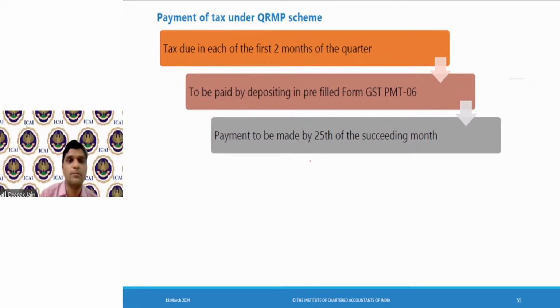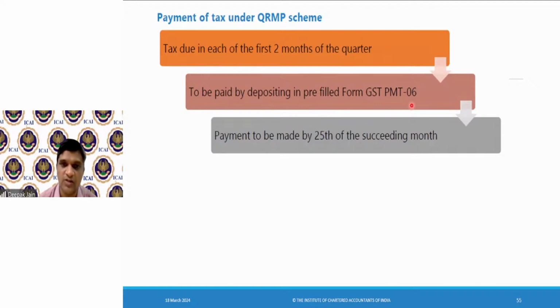Okay. So for payment, the tax due in each of the first 2 months of the quarter, right? So it is monthly payment, so the first 2 months you have to pay. The third month you will pay anyway because in the third month you file GST 3B, so you will pay it. For the first 2 months, how you will pay is the question. The tax is due in each of the first 2 months of the quarter. This due in the first 2 months of the quarter is to be paid by depositing a pre-filled form GST PMT06.